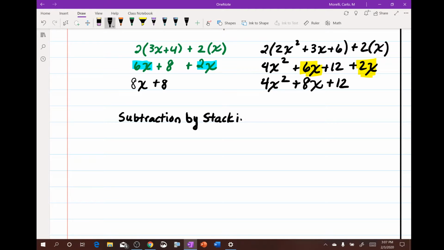There's another method if you want to watch it in another video from a different period. I show 2 different methods. One's more advanced. This is easier, and this is the one I like to use. So let's do this. 4x squared.